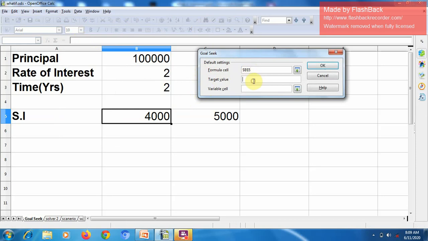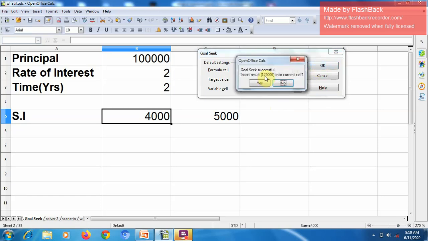Then in target value, enter the desired result which we want to achieve. For example, we want to achieve 5000 profit. So I am entering 5000. Is it clear? Now, next is variable cell. For this, click the cell whose value we have to change. For example, we have to change the principal amount. So I am selecting the principal amount's cell address. Now press OK.